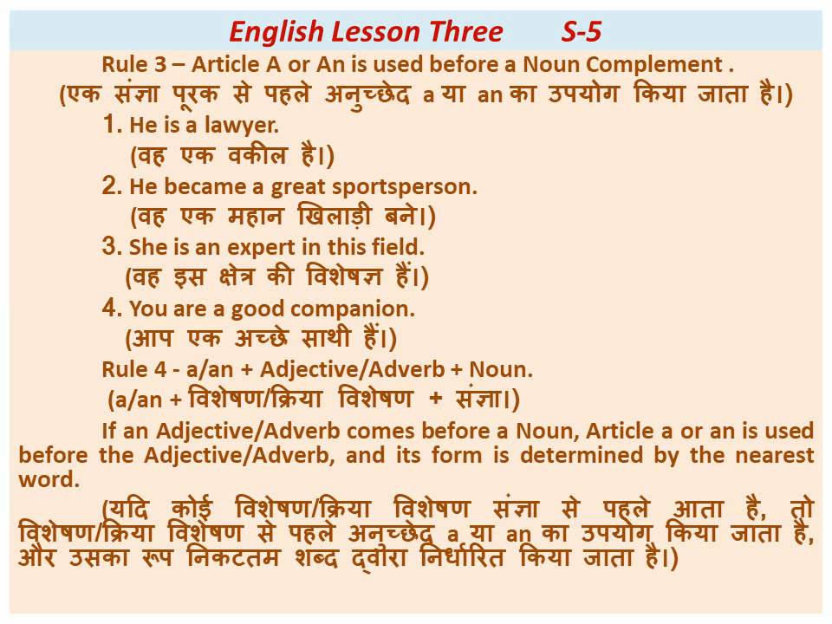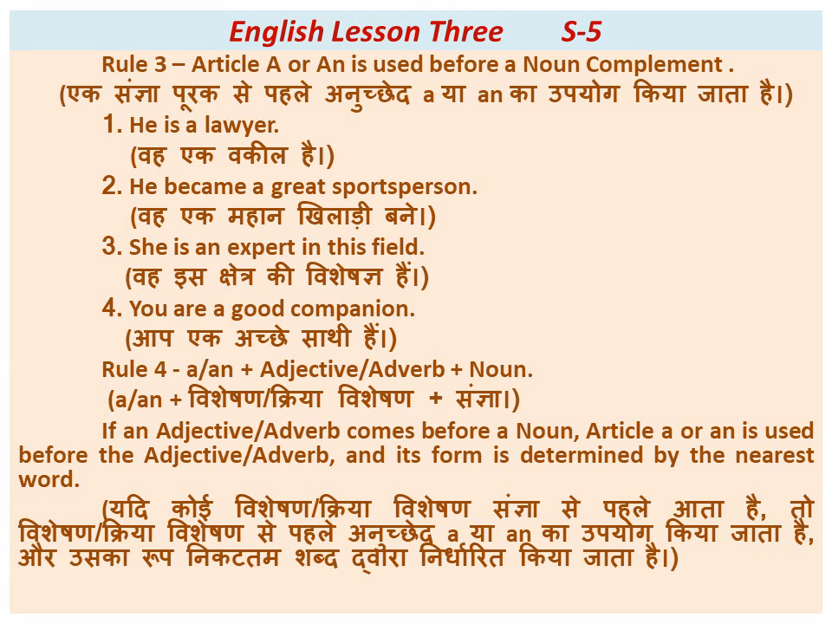Example number 4, where the sentence is you are a good companion. A good companion. Good starts with the letter G. G being a consonant, article a is used here. So you go through these examples and try to understand the basic rules for how a and an articles are being used here. Rule number 4. In rule 4, a or an plus adjective or adverb plus noun are used.